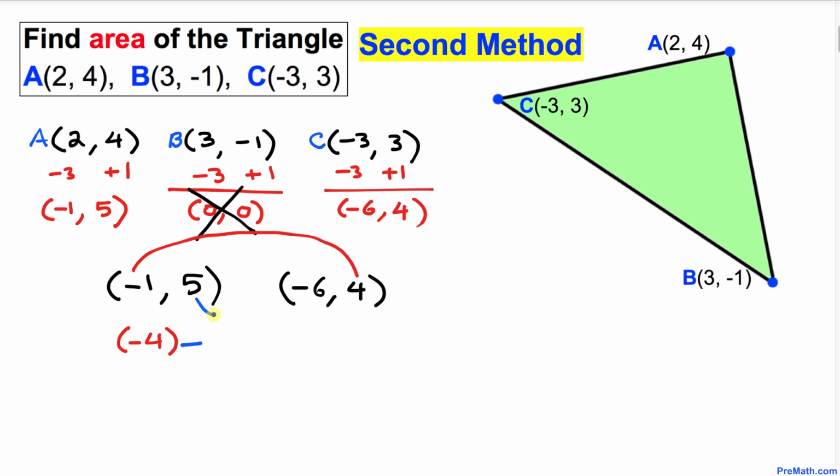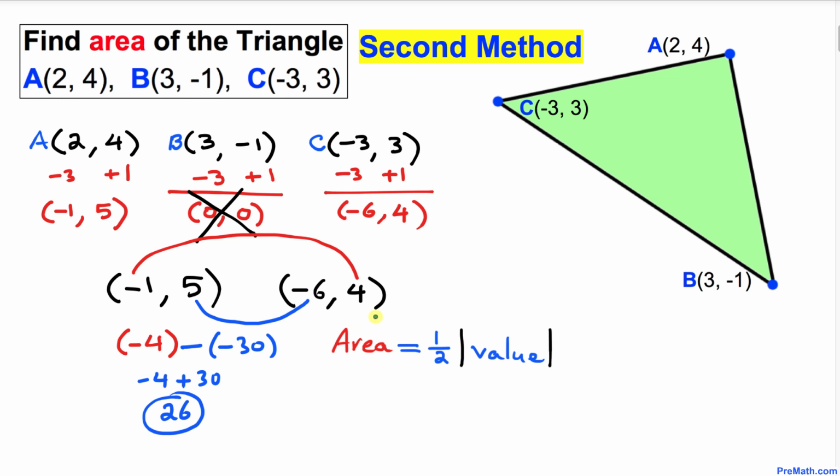And then we are going to multiply these inside numbers. 5 times negative 6 is going to give us negative 30. Let's simplify. Negative 4 plus 30 is going to give us 26. And here's our area of a triangle formula.